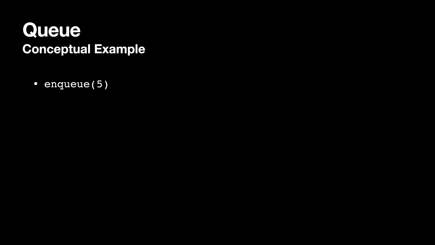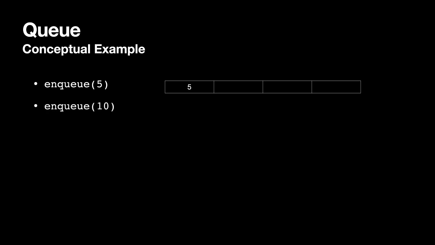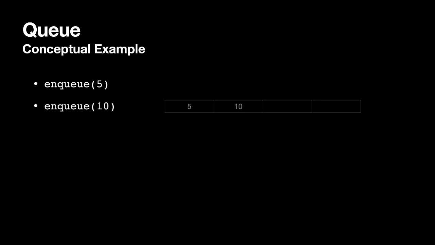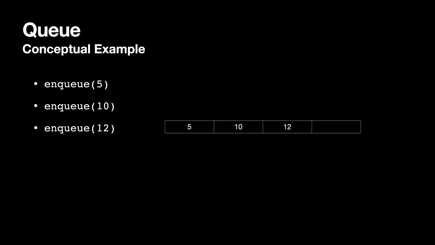Let's enqueue the number 5, and I'm going to show this as though it's an array, although queues can be implemented in different ways. So this would put a 5 at the front of the line, and then enqueuing a 10, we'll put a 10 in the second position behind the 5. And then enqueuing a 12, we'll put a 12 at the third position behind the 5 and the 10.